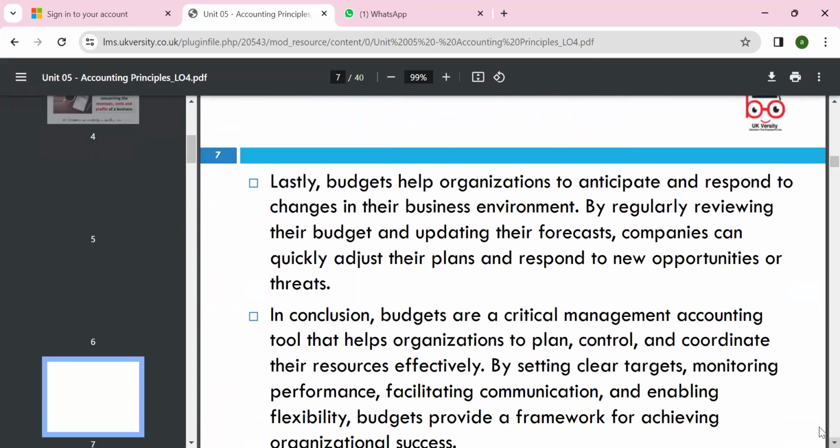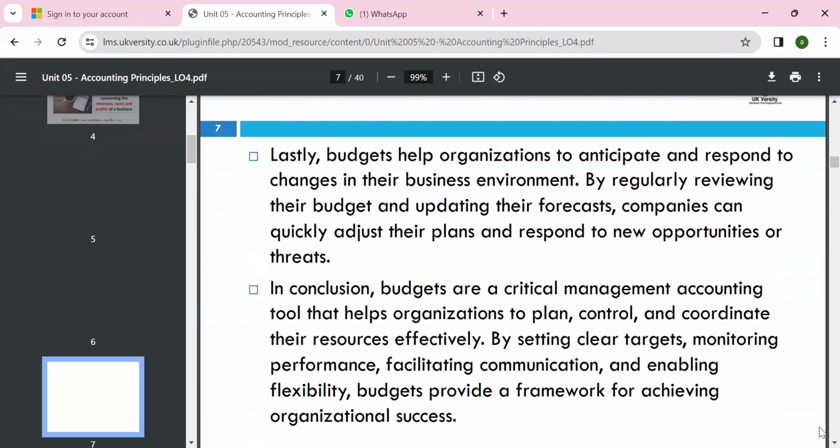Lastly, budget helps organizations to anticipate and respond to changes in the business environment. By regularly reviewing their budget and updating their forecast, the company can quickly adjust their plan and respond to new opportunities or threats. In conclusion, budgets are a critical management accounting tool that helps organizations to plan, control, and coordinate resources effectively.